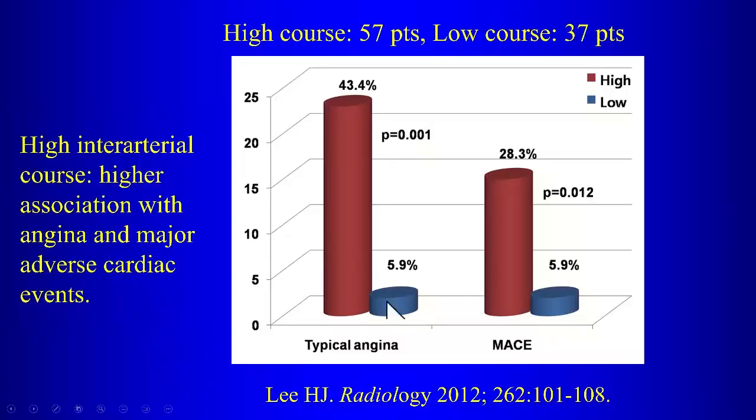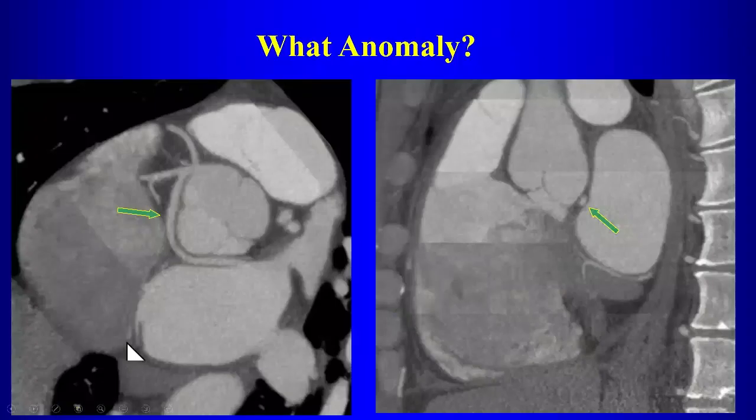And when they look at the studies, the chest pain and cardiac events are much higher in those patients where that anomalous right coronary artery coming off the left has a high interarterial course. Okay, so that's something else to realize when we're looking at these vessels.